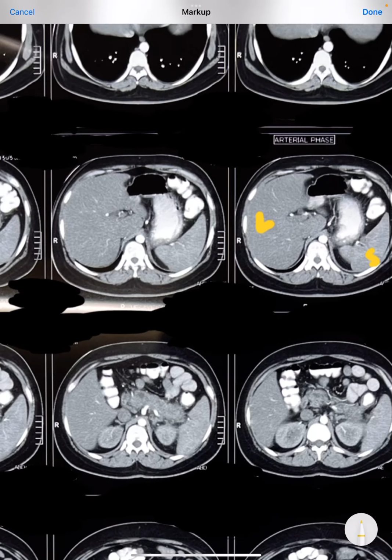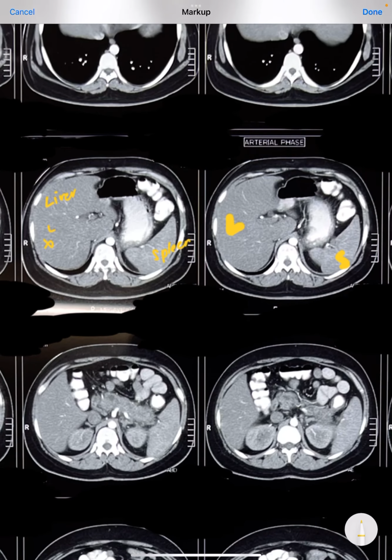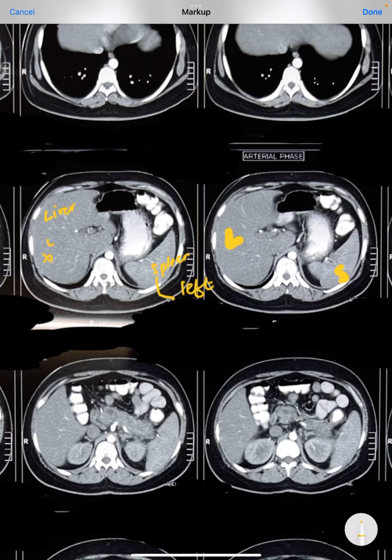Now we must know that both the liver and the spleen have the same attenuation, or the same radio density. You can see the texture and radio density of the liver is almost the same as the spleen. Just in front of the spleen, because the spleen is on the left side of the body, we can see the stomach, which is also on the left side of the body.